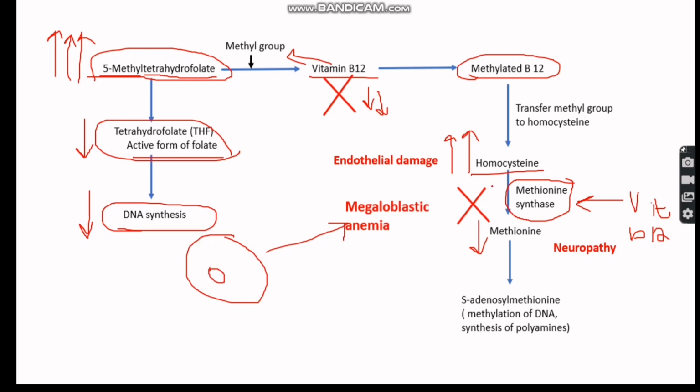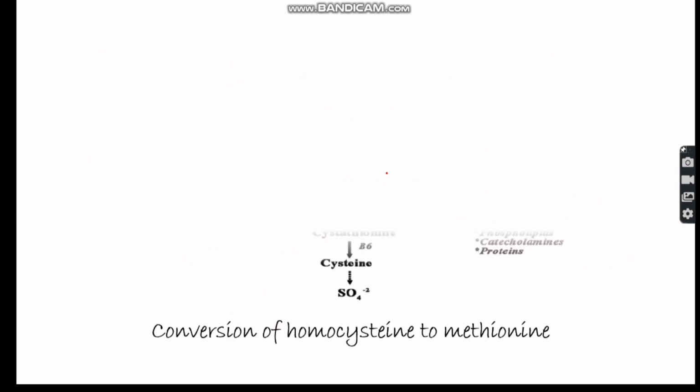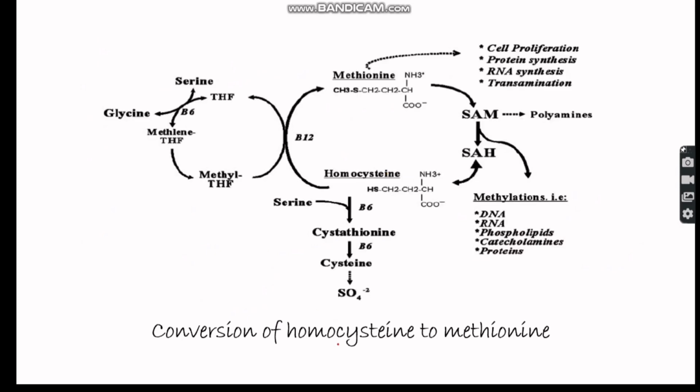Okay, and if the level of methionine decreases due to deficiency of vitamin B12, then it will lead to neurological disorder or neuropathy. The increased level of homocysteine will lead to endothelial damage and will lead to cardiovascular diseases. Okay, so this is how homocysteine is converted into methionine.